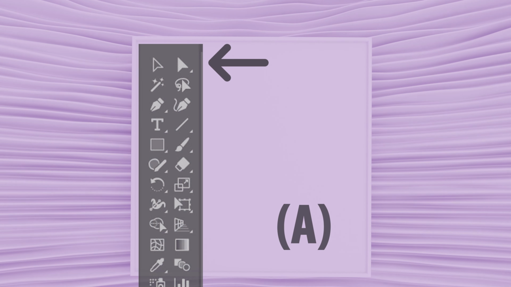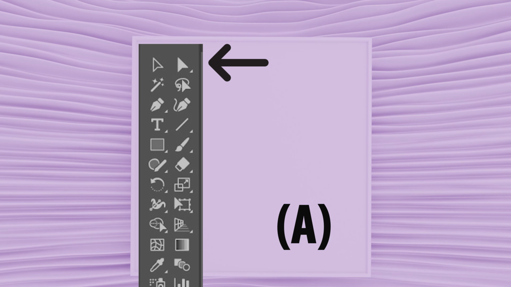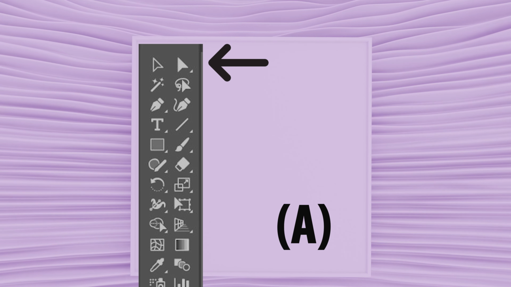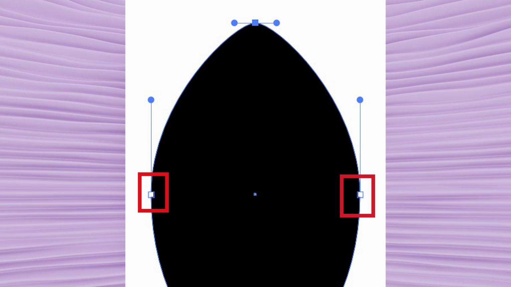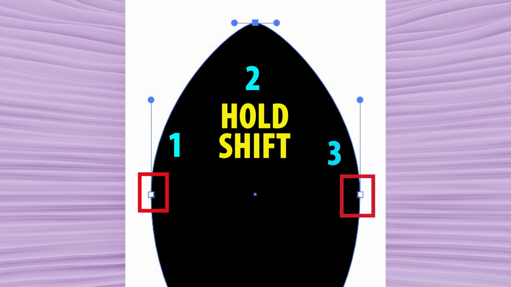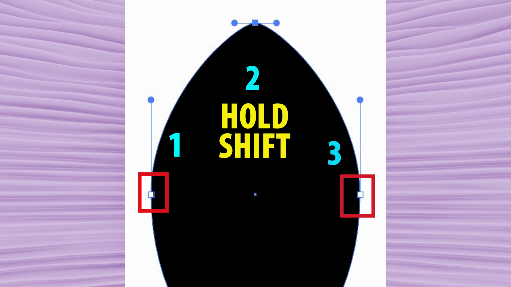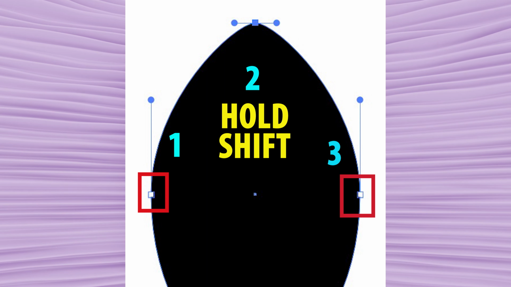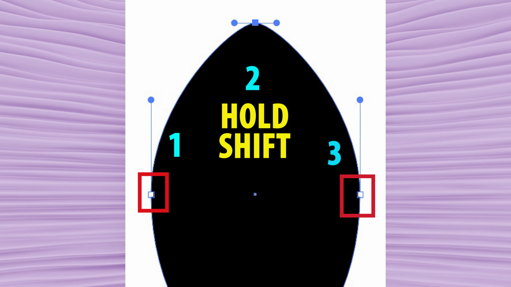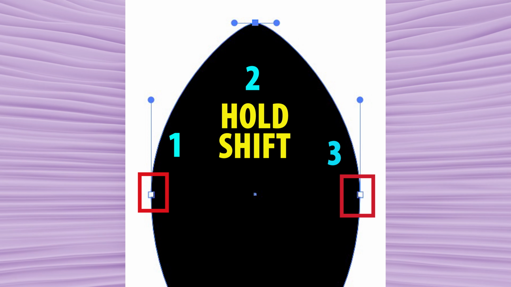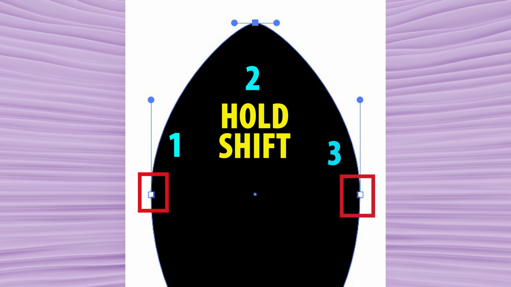The next part is using the direct selection tool, which you can select from the toolbar or pressing A on your keyboard. This time we will select the anchor point, which is the little box on your shape, on the left side of your shape. After you have selected the anchor point, hold Shift on your keyboard and keep holding Shift as you click on the right anchor point. Now they should both be selected, both the left and right anchor points. You may now release the Shift key.